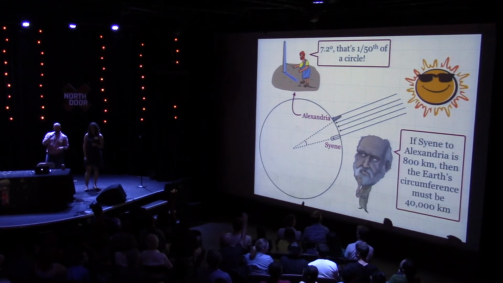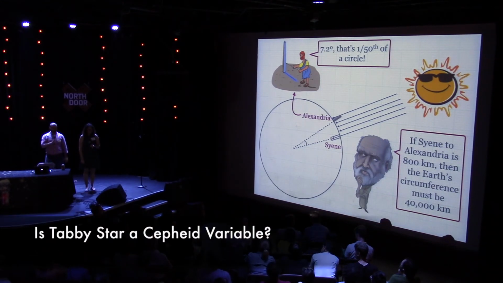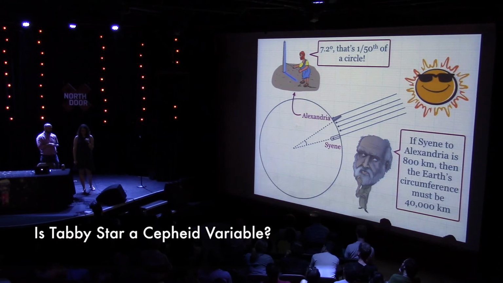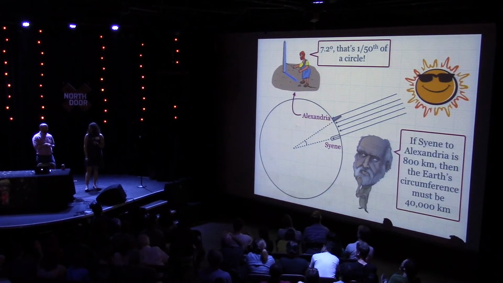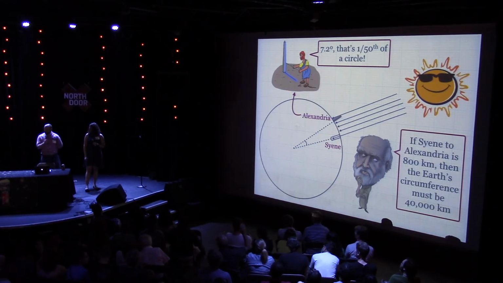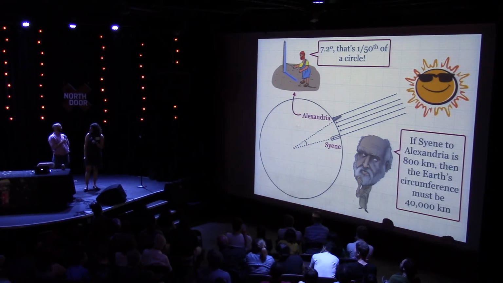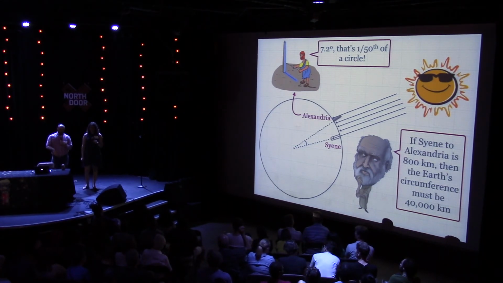Okay, more questions. All right, we'll go to the front row. The question is, is Tabby's star a Cepheid variable? My answer is, I don't know, but I think so. No, definitely not, according to the peanut gallery. There's no explanation for Tabby's star dimming at this point. A swarm of comets is the best one so far. Or aliens. Right, aliens. Always aliens.